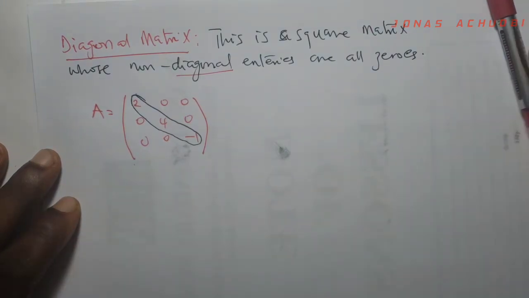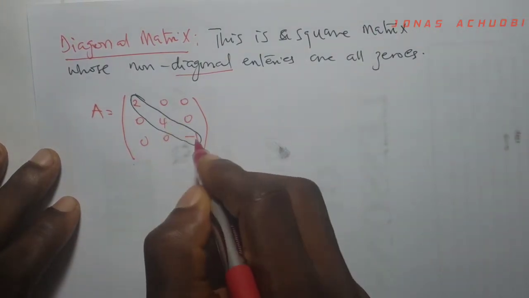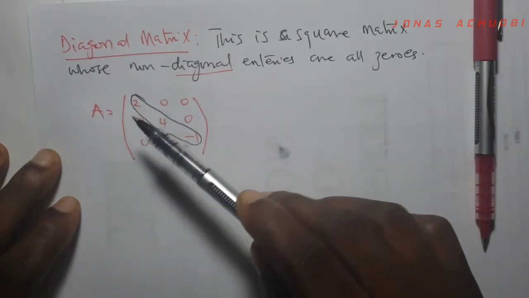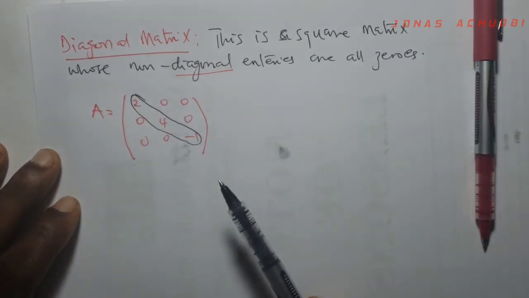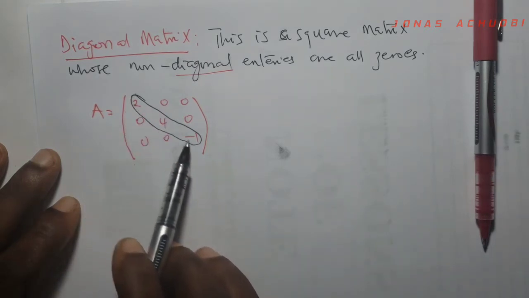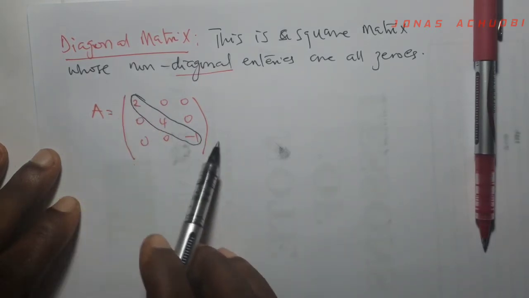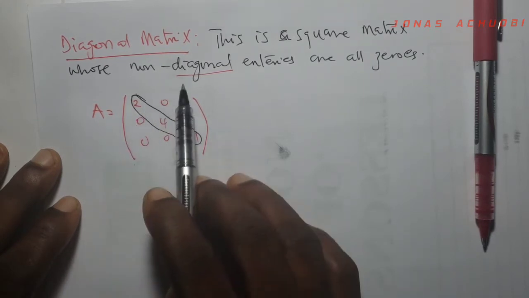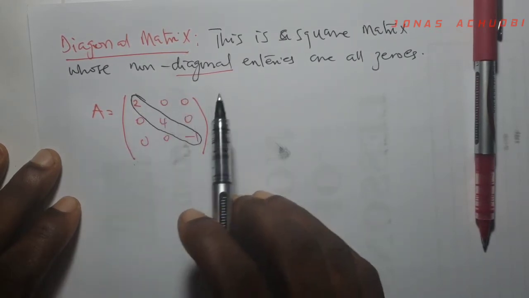Of course, 1 or 2 can be 0, 4 can be 0, or minus 1 can be 0, but they are all not zeros. But what happens? The entries of the other diagonals are all zeros. So only the entries of the diagonal, or the main diagonal, or principal diagonal are not all zeros. Every other diagonal is 0.